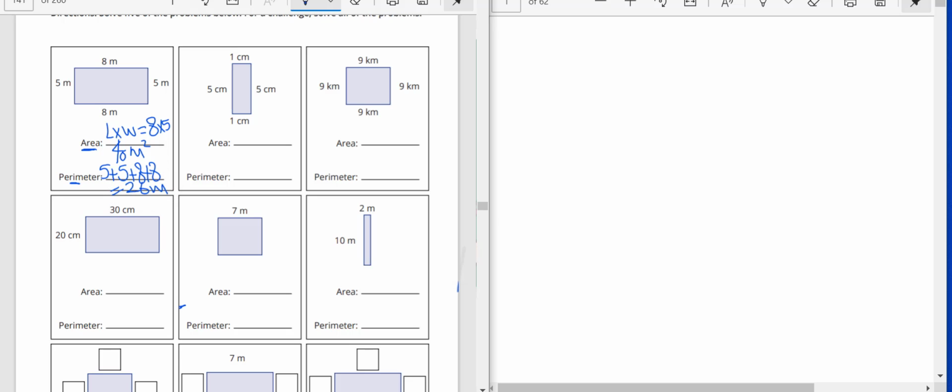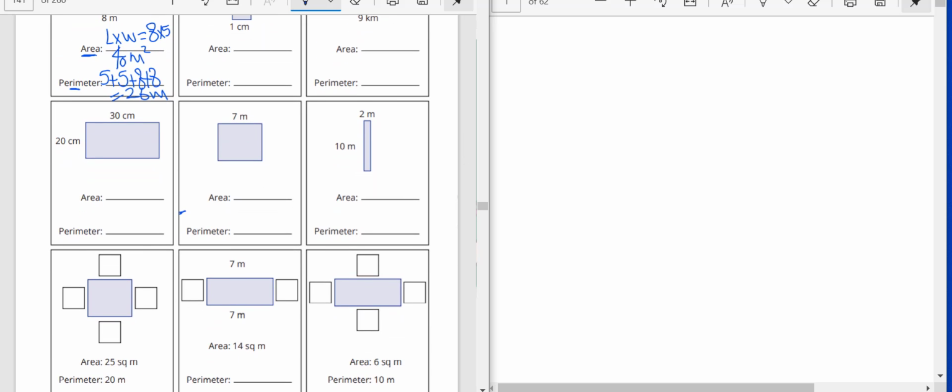This problem, here we have a square with side length 7 meters. We know that in the square all sides are equal in length. So this side length equals 7 meters and this is 7 meters and this one 7 meters. So the area of square is side length times itself. So we will multiply 7 times 7 equals 49.